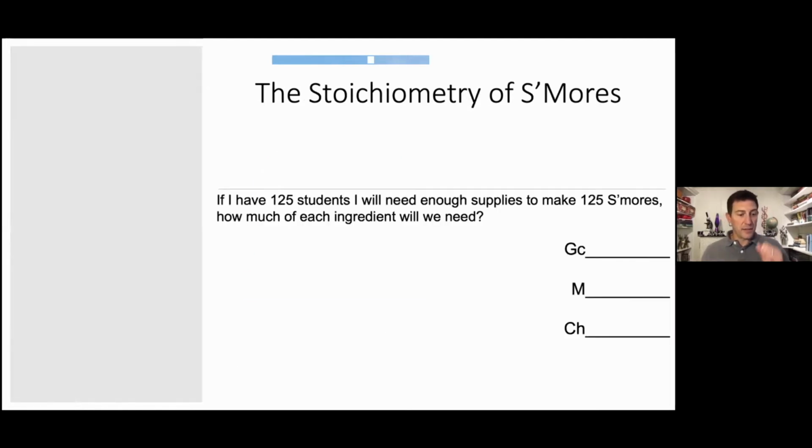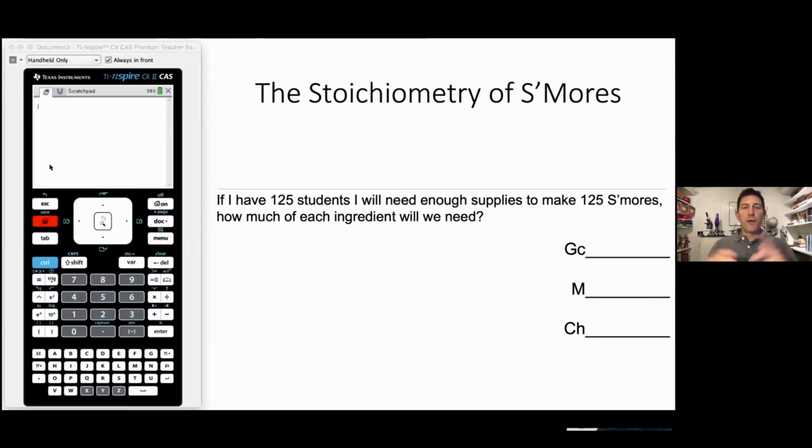Let me grab my calculator. If we apply this to s'mores, here's what we've got. Let's say I have 125 students that I need enough supplies that each one of them can make a s'more. That's 125 s'mores. How much of each ingredient will we need, or how much will I need to buy?